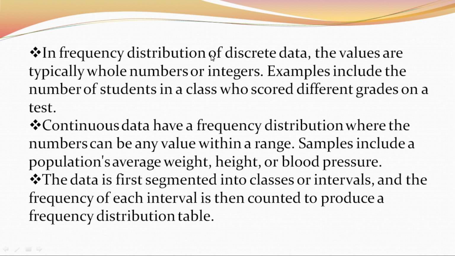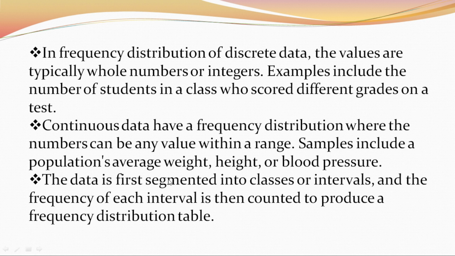In frequency distribution of discrete data, the values are typically whole numbers or integers, for example 1, 2, 3, etc. Examples include the number of students in a class who scored different grades on a test. Continuous data have a frequency distribution where the numbers can be any value within a range. Examples include a population's average weight, height, or blood pressure. You can say that 0.1, 1.2, 1.3, etc.